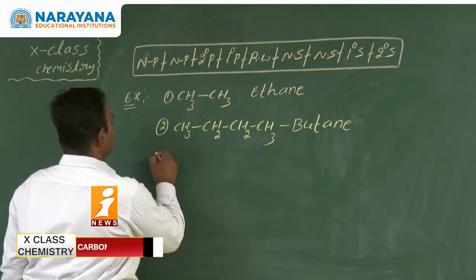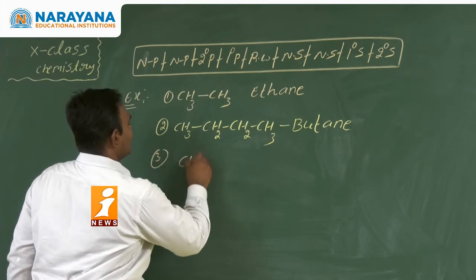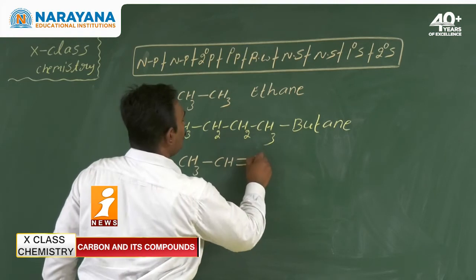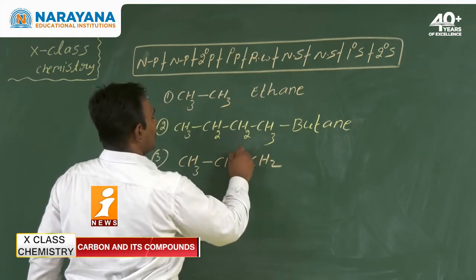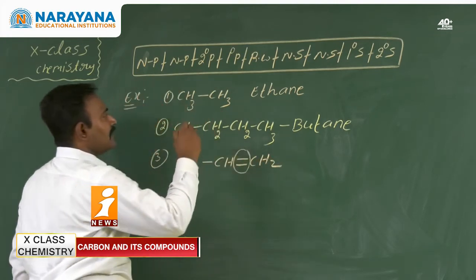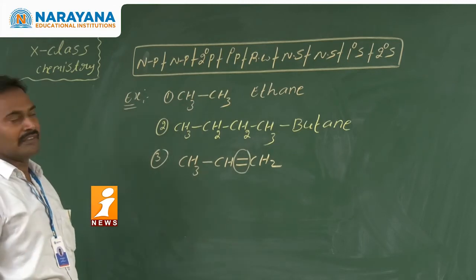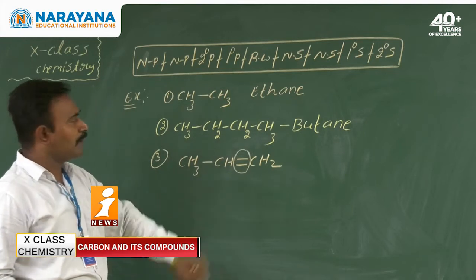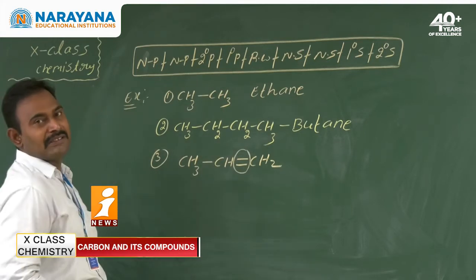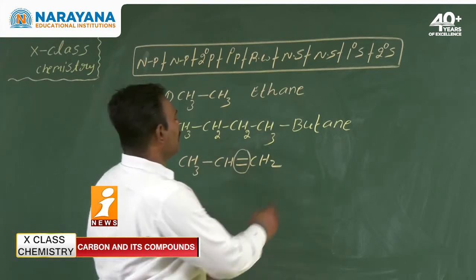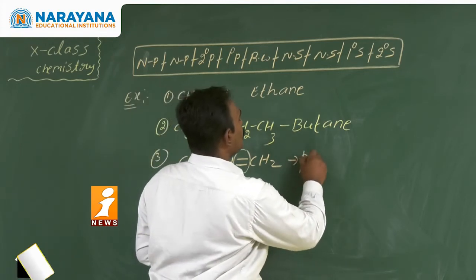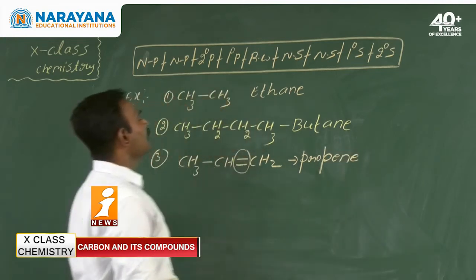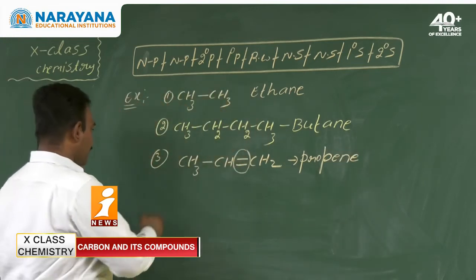Next one: CH3, CH double bond CH. Here only single bonds, so the primary suffix is ane. Here a double bond is present, so what is the primary suffix? Ene. So how many carbons are there? 3 carbons. So root word is prop. Propene. Primary suffix ene.